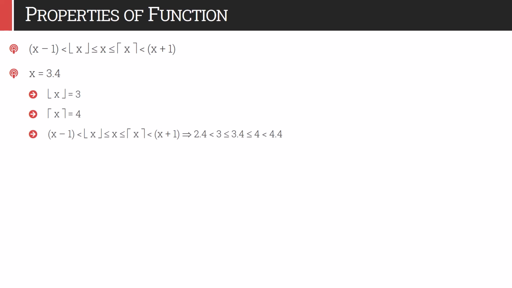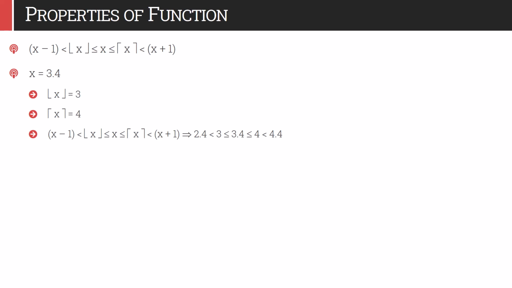And if we put this value, x minus 1 less than floor of x less than or equal to x less than or equal to ceiling of x less than x plus 1, if we put all these values, then it will definitely hold this equation, because x minus 1 would be 2.4, which is less than floor of x, that is 3, which is less than or equal to x, that is 3.4.